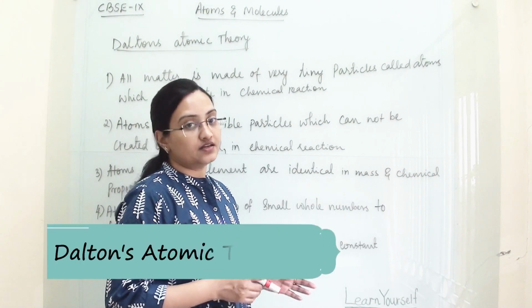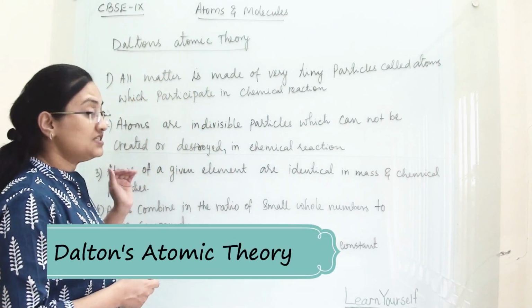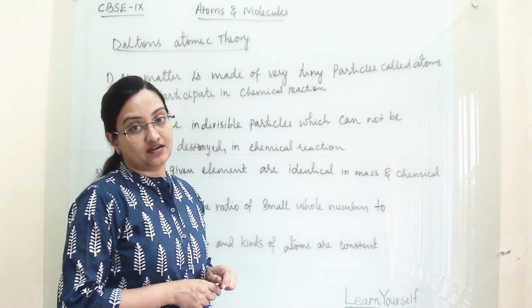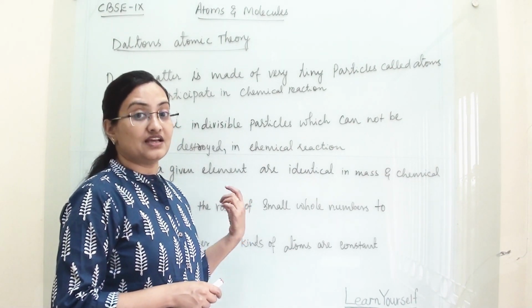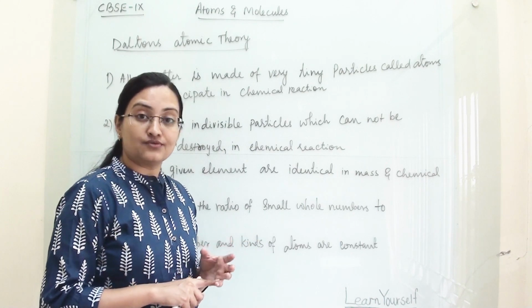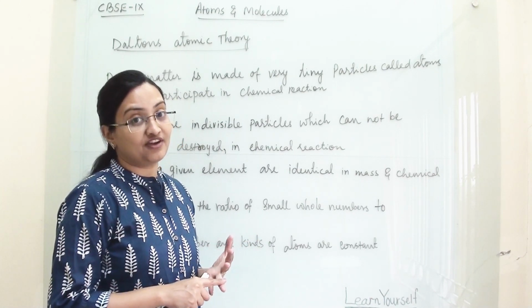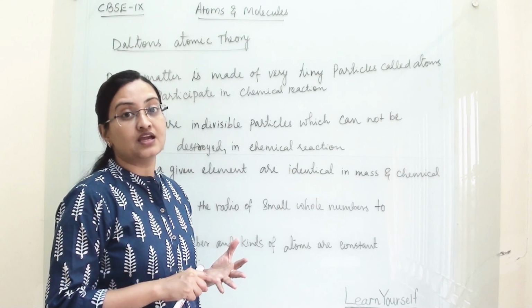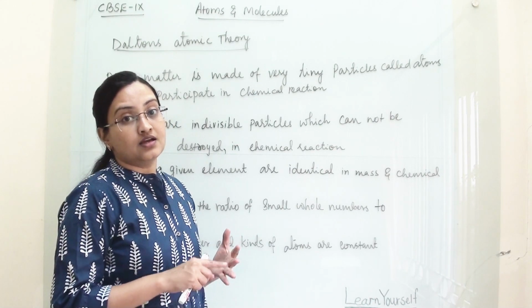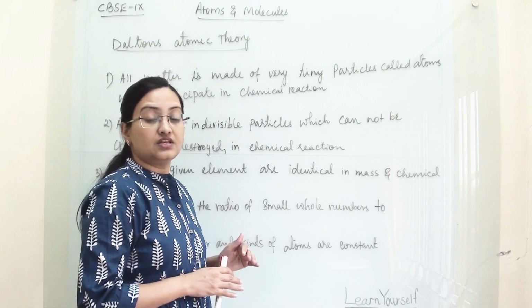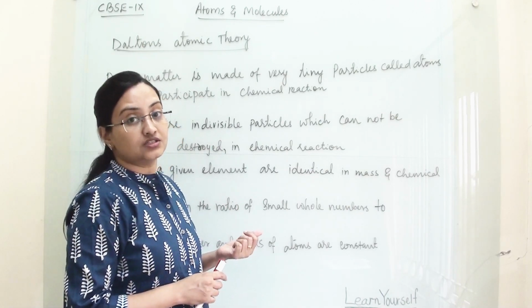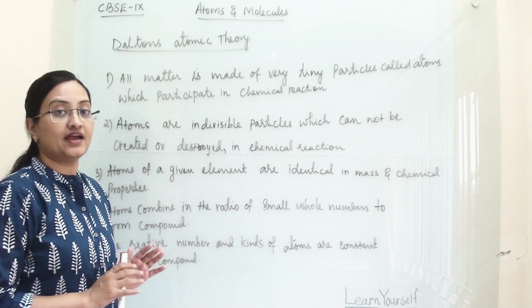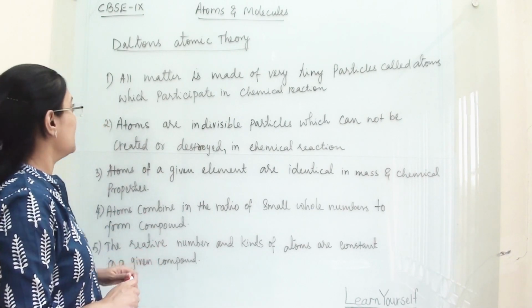Now we are studying Dalton's atomic theory. This theory was a turning point in the study of matter because it explained the law of conservation of mass and the law of definite proportion, the two laws given by Antoine Lavoisier and Joseph Proust. So this theory gave an explanation for why these two laws are completely correct for chemical reactions and proportionate mass.